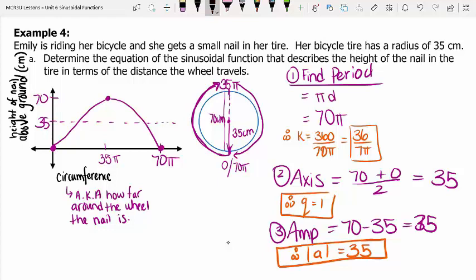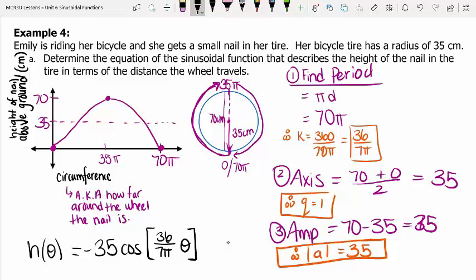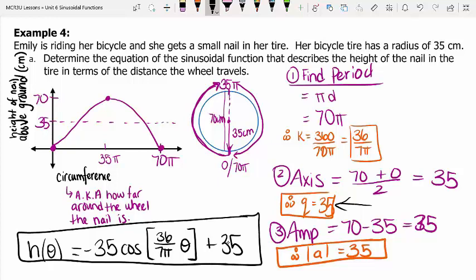So our equation is going to be: our a value is negative 35. Our k value is 36 over 7 pi. We do not have a phase shift, and our q value is 1. Okay, there's just a mistake I saw. The q value is actually 35. Alright, so there's your final answer.